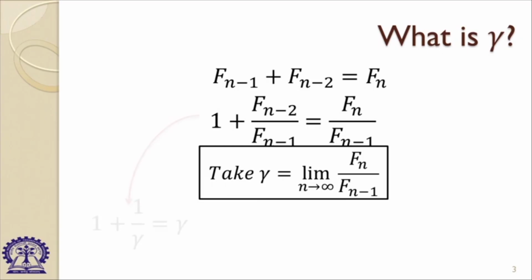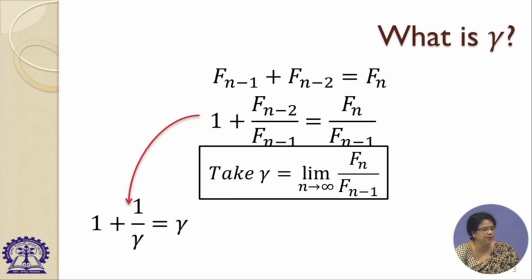How is that? From here, if we take the limit n tends to infinity on both sides, then we will see that this is 1, the next term is 1 by gamma, because limit n tends to infinity of fn minus 1 divided by fn minus 2 is equal to gamma, and the right hand side would be again gamma. If we do some simplification, this will become a quadratic equation. What is that quadratic equation? The quadratic equation would be gamma square minus gamma minus 1 is equal to 0.